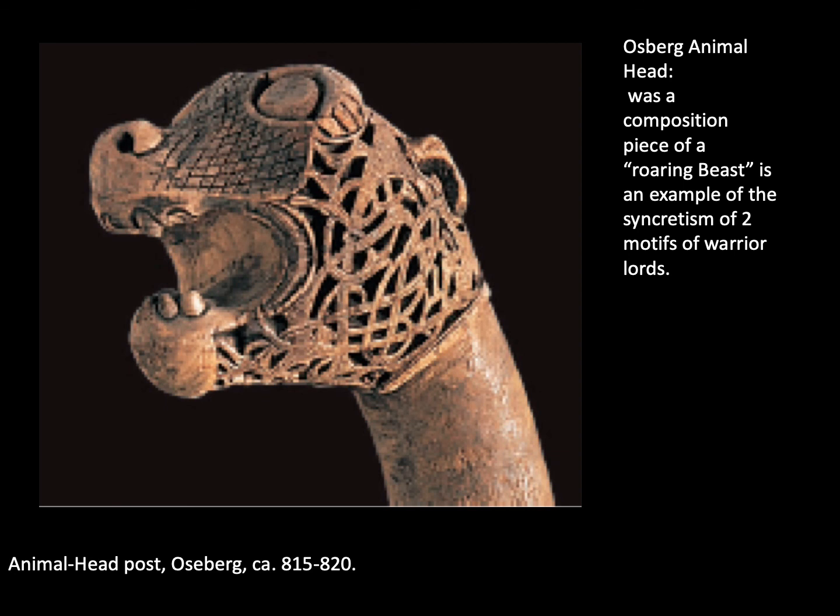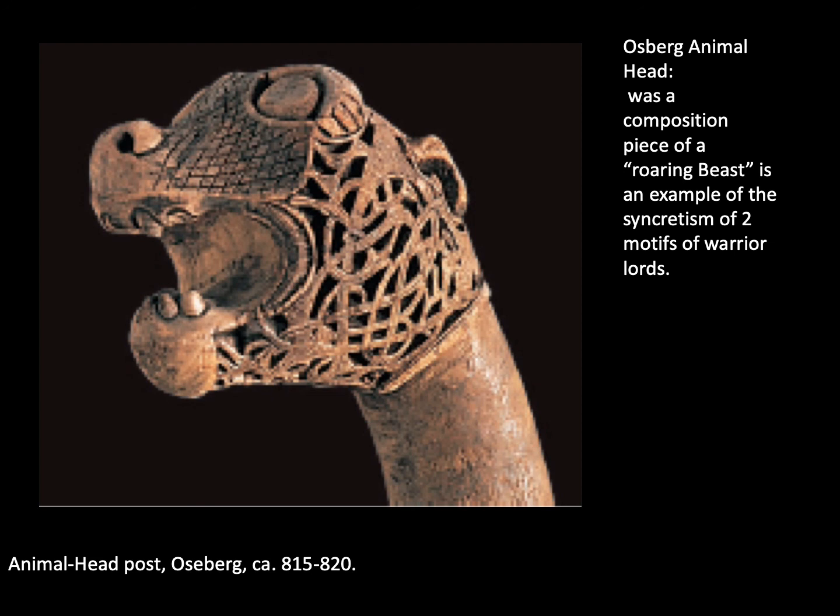This is an animal head post from the Oseberg ship burial. You can see that it is animal-like. We call this the animal style. And then you see this interlacing linear pattern on the side of the animal's head. That interlacing linear pattern we associate with the animal style. I'll show you several works of art that have that interlacing pattern. We call this the animal style because it really doesn't lend itself to one animal.